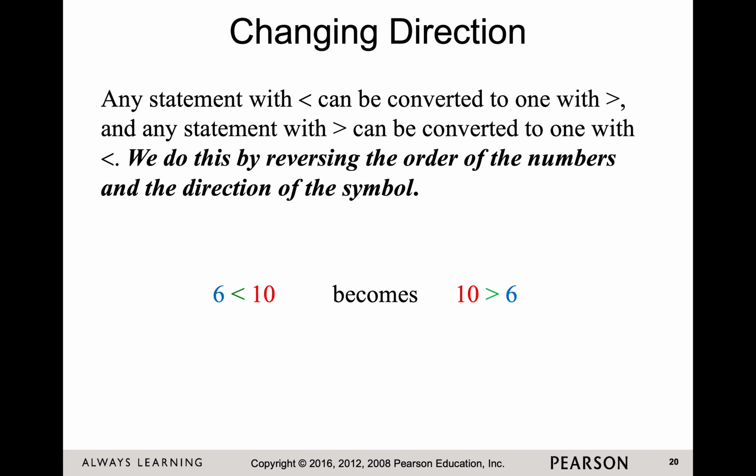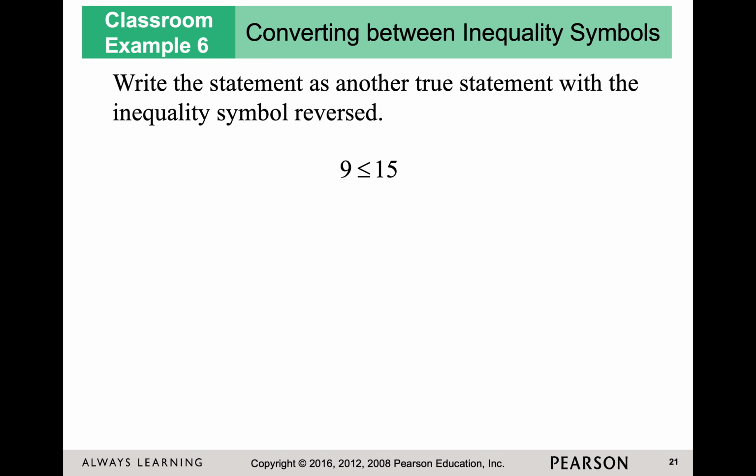Any statement with a less than can be converted to a greater than if I'm changing the order of the numbers. So I could write 6 is less than 10, but it's also true that 10 is greater than 6. So what is this talking about? If I reverse the order of the numbers, the symbol reverses as well. That's all this slide means. So if I want to take 9 is less than or equal to 15 and I want to reverse it, I'm going to switch the numbers and reverse that sign, and that's still a true statement. And that is it for section 1.1.